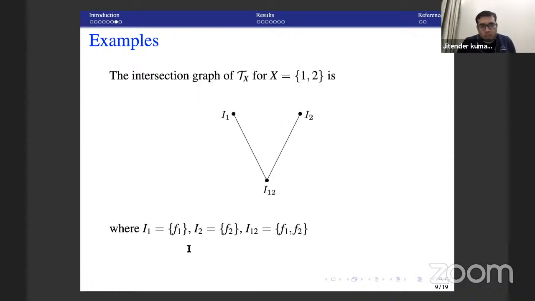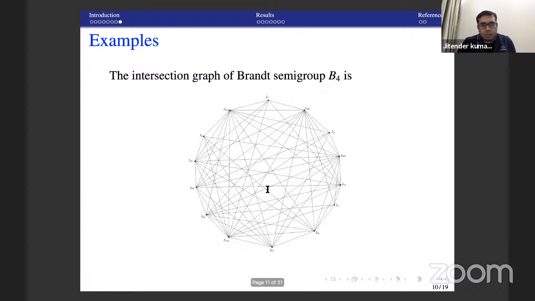Another example is the full transformation semigroup, if I take X to be a two-element set {1, 2}. So this is the intersection ideal graph. Okay, so again you can see an interesting graph. This is over the Brandt semigroup B_4. It has 4 left ideals.